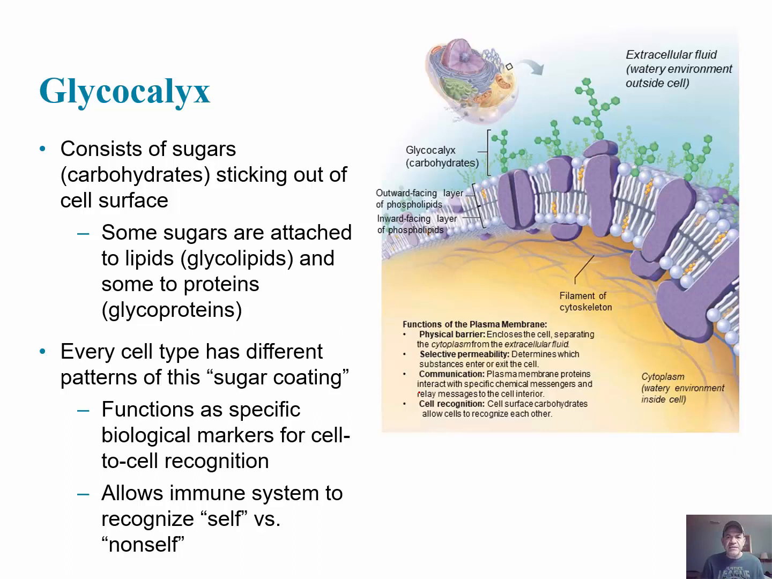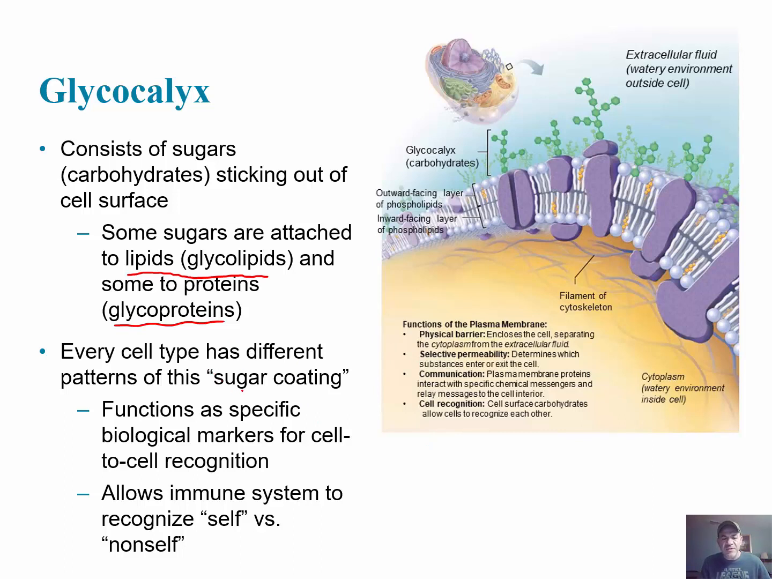Then we have the glycocalyx here, which we've mentioned before already, and it's the overall sugar covering there. They stick out at the surface, and we know that some sugars are going to be attached to lipids. We call those glycolipids, and some are going to be attached to proteins. We call those glycoproteins. It's a little bit redundant. We've already mentioned this before.